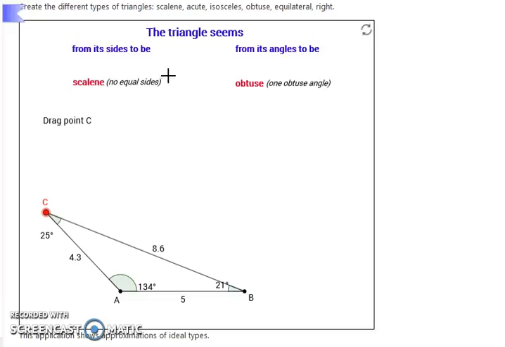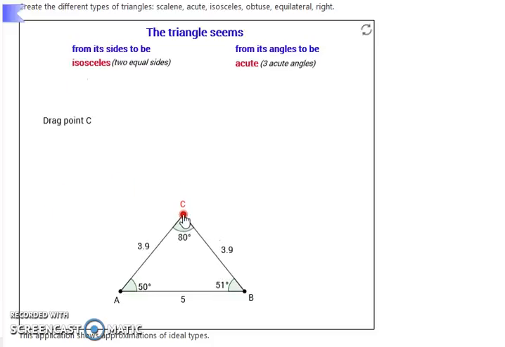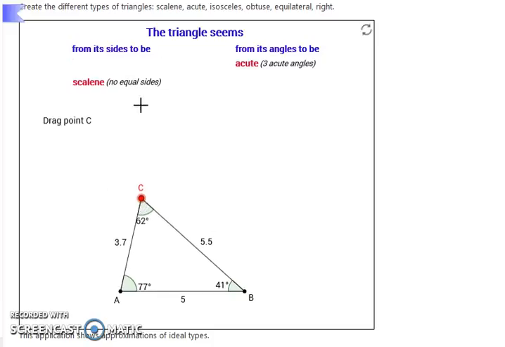Now, let's talk about sides first. There are three different triangles that can be formed from its sides. First, I'll show you a scalene triangle. A scalene triangle is one where all three sides are different lengths. We have 5, 3.7, and 5.5. These are all different lengths, as you can see.